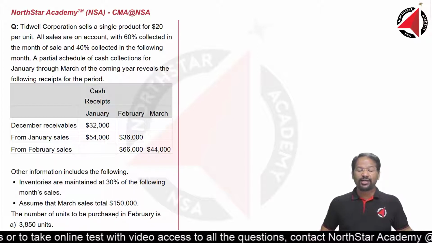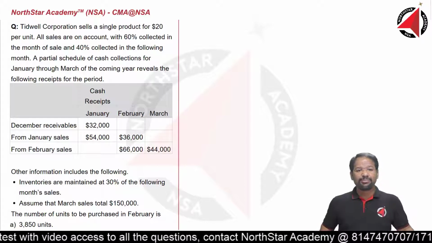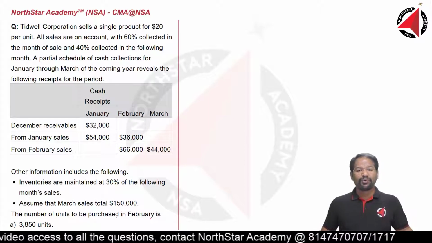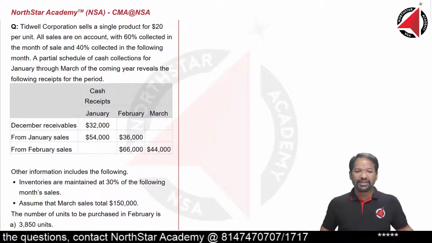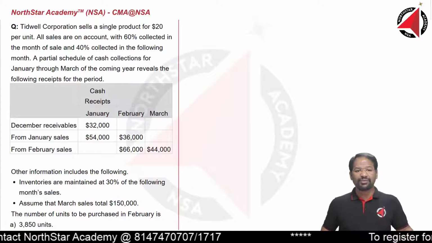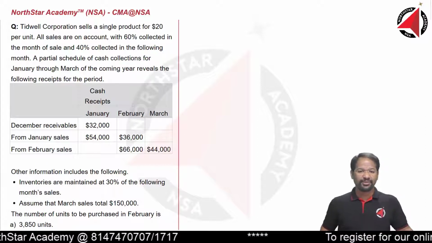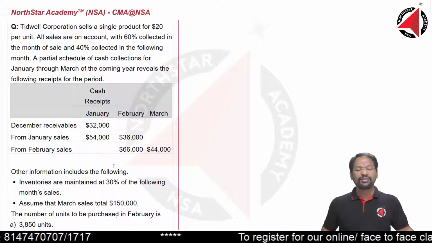Tidwell Corporation sells a single product for $20 per unit. All sales are on account, which means all sales are on credit, with 60% collected in the month of sale and 40% collected in the following month. A partial schedule of cash collections for January through March of the coming year reveals the following receipts for the period. Cash receipts for January, February and March are given in the question.